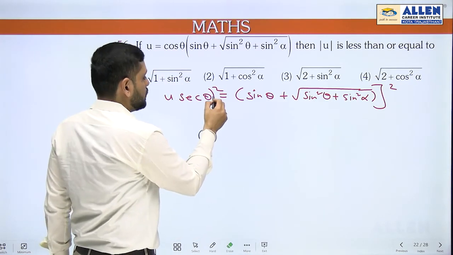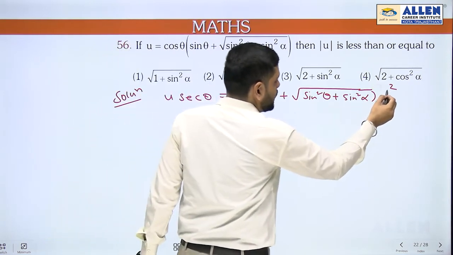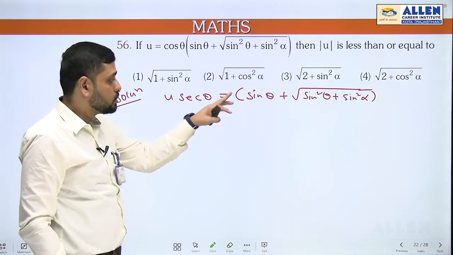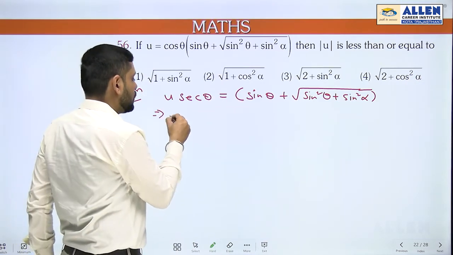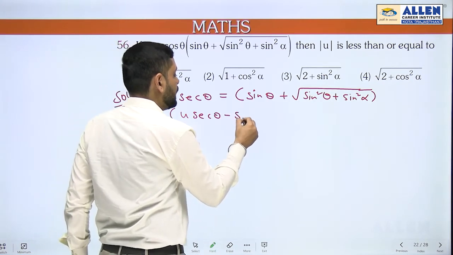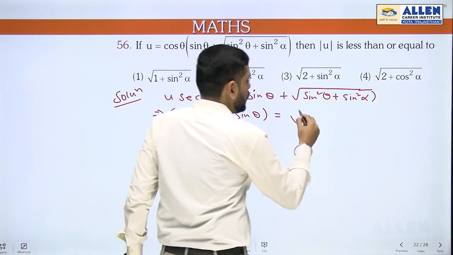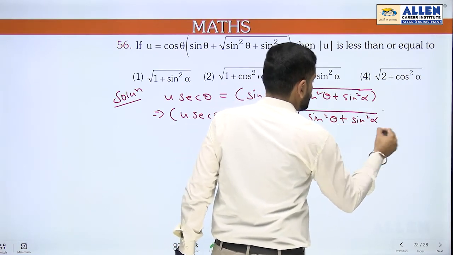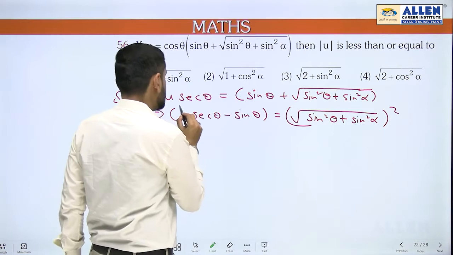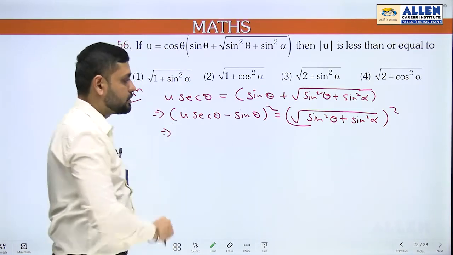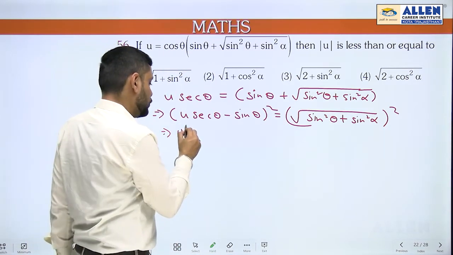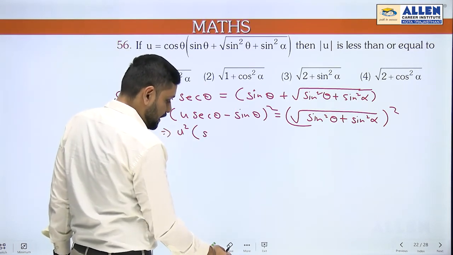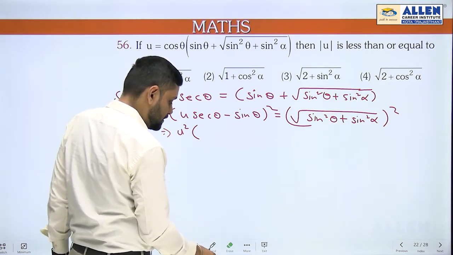We'll take sin theta here, because if we don't take sin theta here, it will be difficult for us to remove the root part. So we'll first take sin theta here. What we'll get is u sec theta minus sin theta equal to under root of sin square theta plus sin square alpha. Now we'll do whole square on both sides, so this root part will get removed. So we'll get u square sec square theta, right? And sec square theta can be written as 1 plus tan square theta.